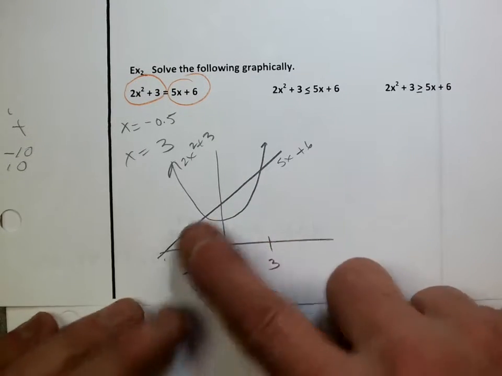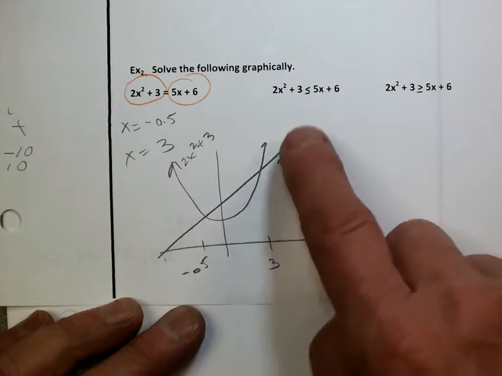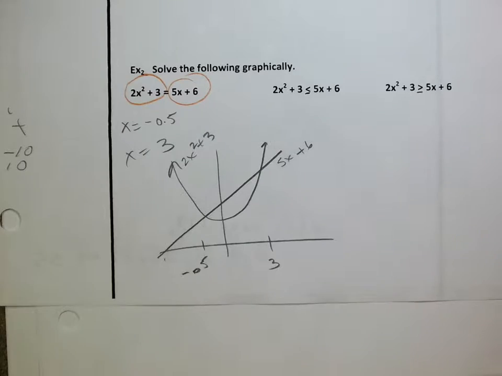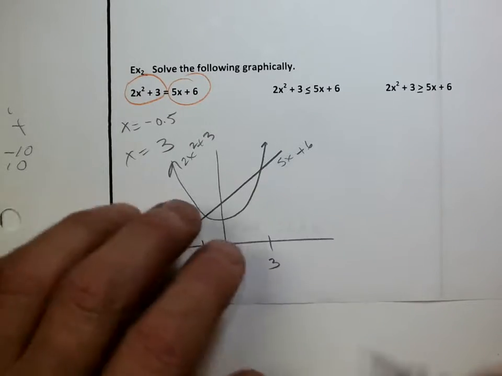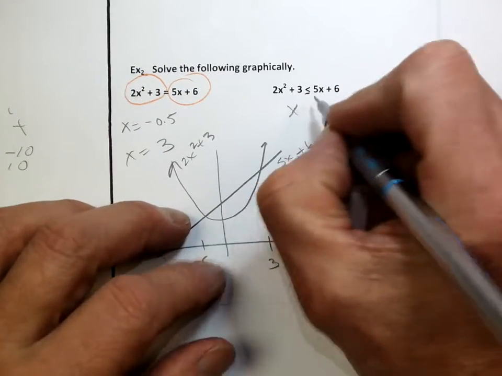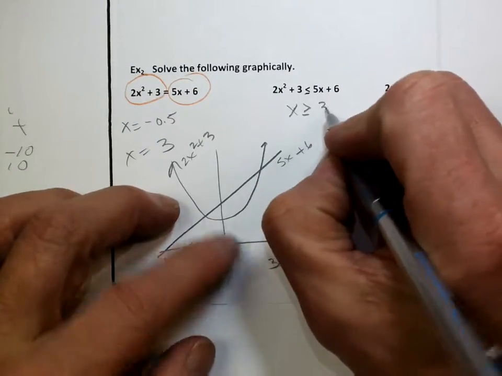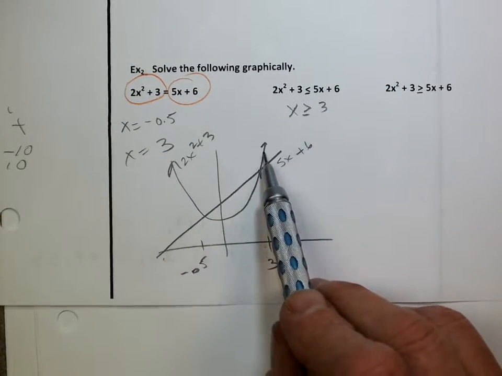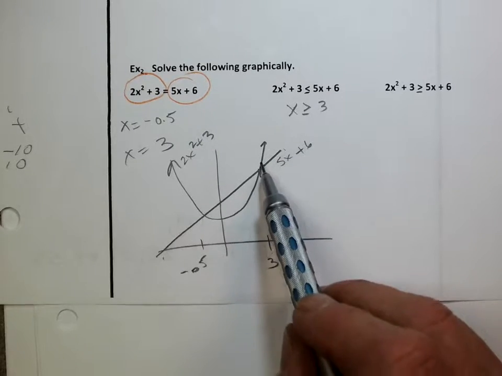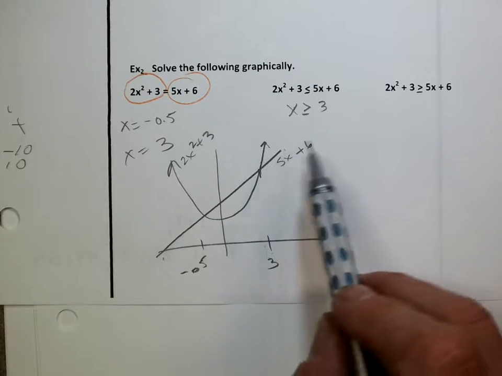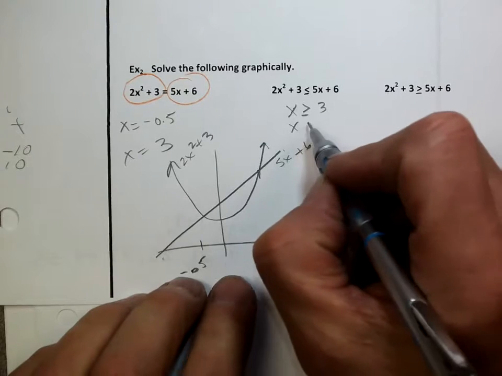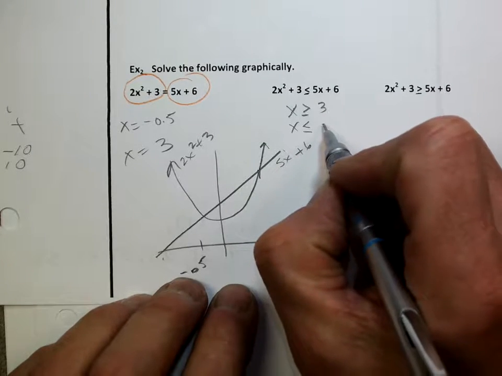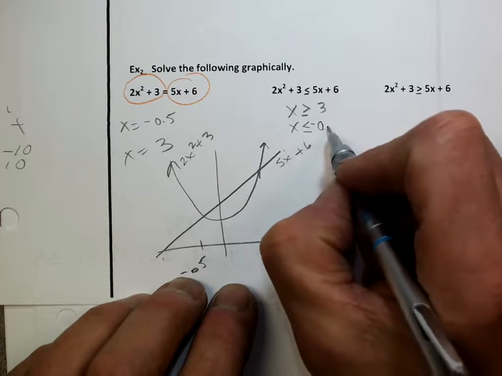Well, the parabola's above the line here and here, right? In these two areas. So the answer to this would be when x is greater than or equal to 3. Because at 3, the parabola is greater than the line. At 3, the parabola is, and when x is less than or equal to negative 0.5.